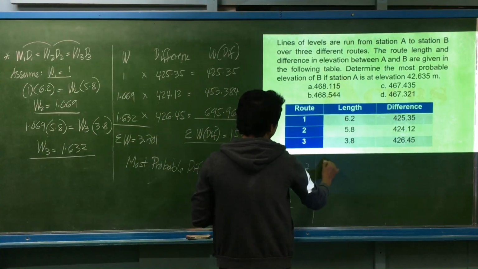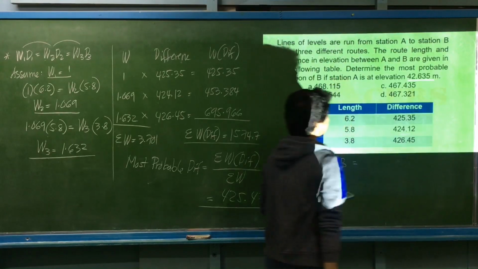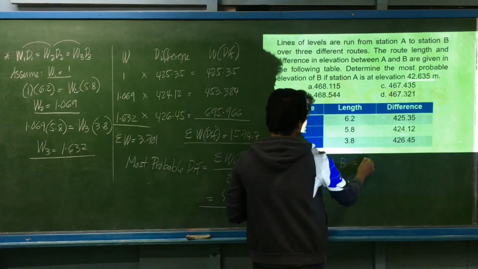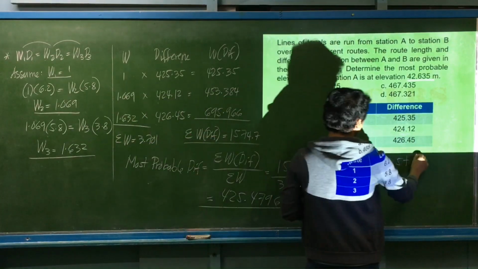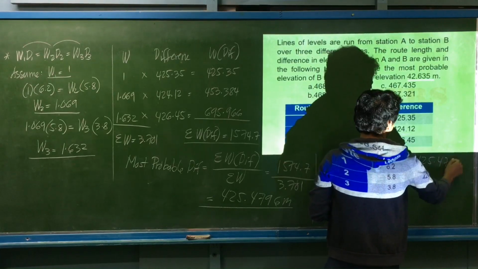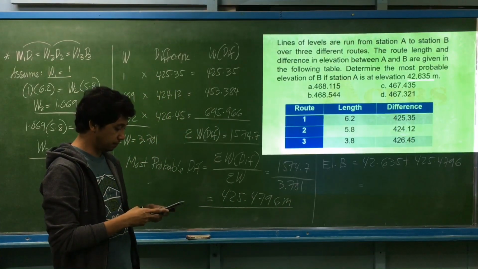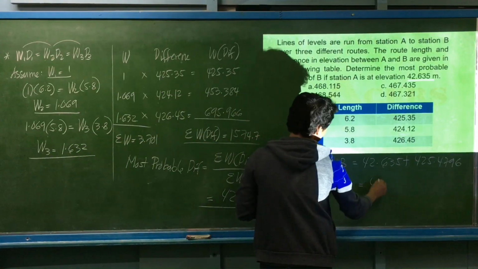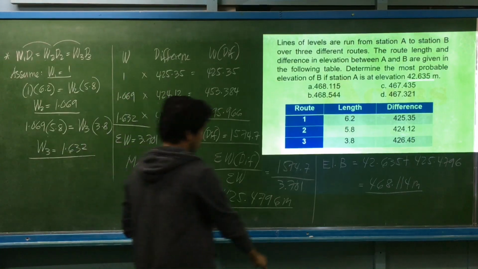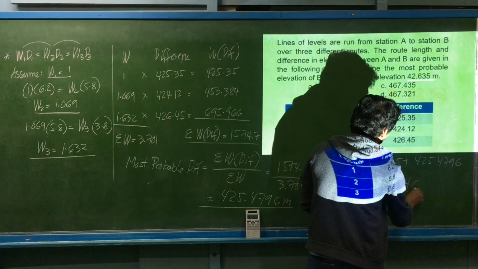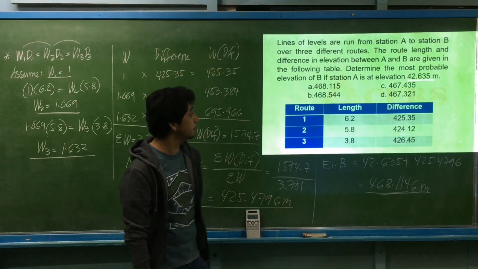Ngayon, kung kukunin natin yung elevation ni B, ay the elevation of B is equal to, ano ba yung elevation ni station A? Ito yan, given siya. The elevation of station A is equal to 42.635 meters plus the most probable difference in elevation is equal to 425.4796. Okay, so kunin natin plus 42.635. So the most probable elevation is equal to 468.1146 meters. That is the most probable elevation of B. So basic choices, 468.115. Letter A.